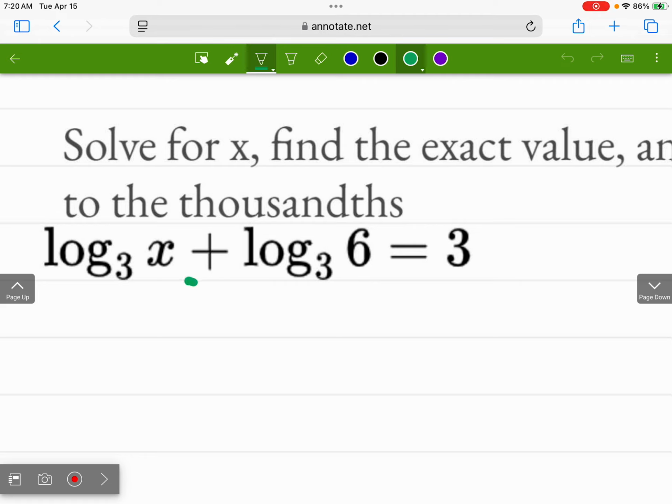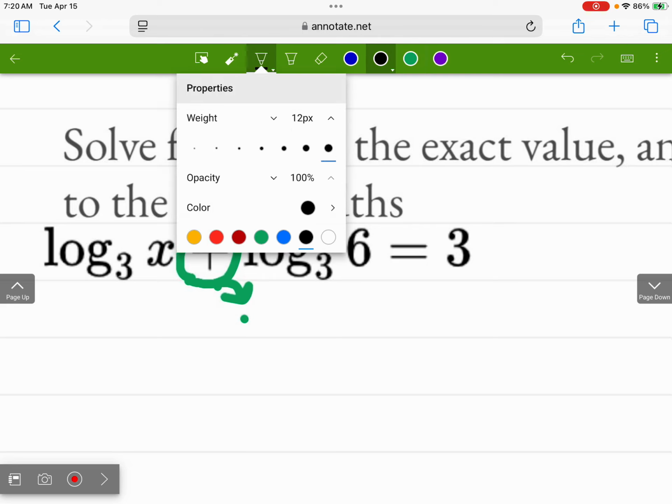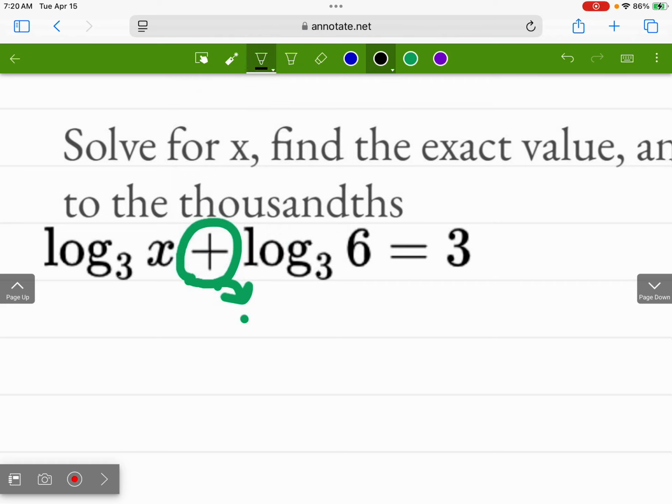Taking log base 3 of x and log base 3 of 6, basically getting rid of one log and putting 6 and x together. Yes, one at a time, because we are going to condense this and our addition becomes multiplication. So our log base 3 stays the same, and then we're going to wind up with x times 6. Our two arguments get multiplied together.